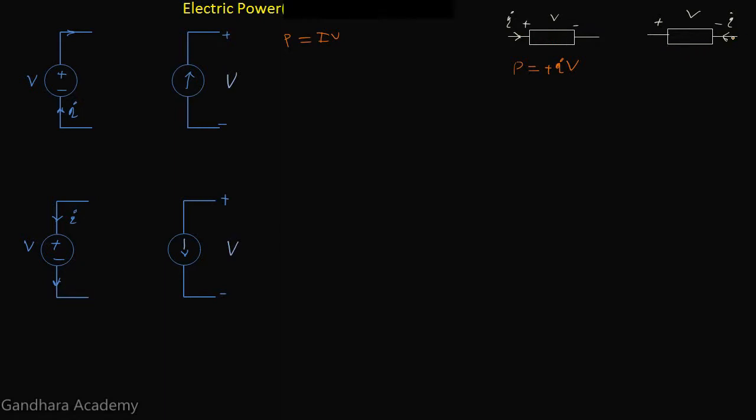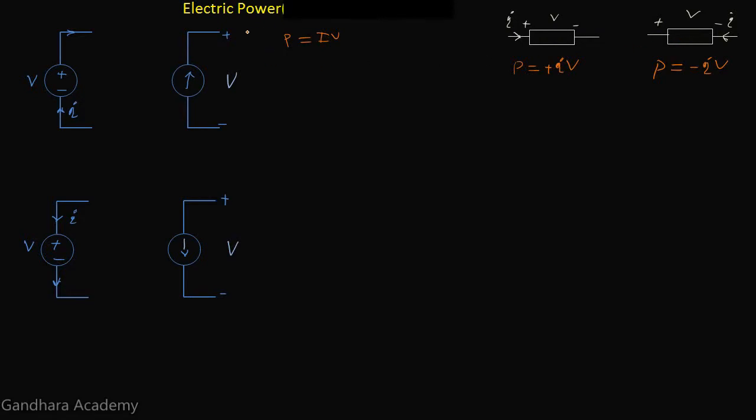And when the current is entering at the negative side of any component and leaving the positive side, and there is a voltage V across this component, then the power in that case would be negative. And this component is used as a source to deliver the power.